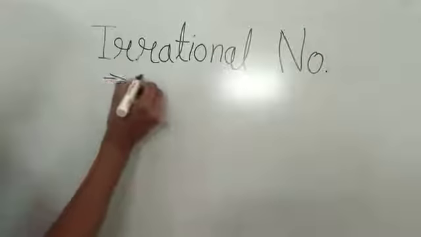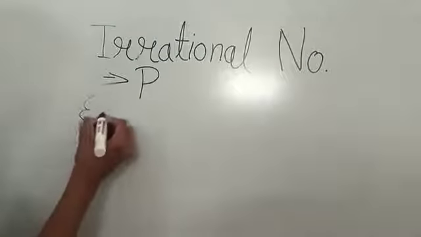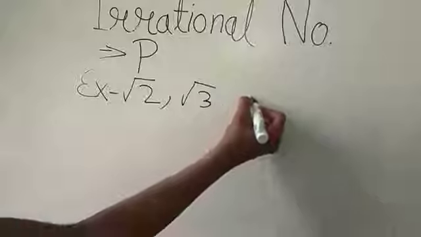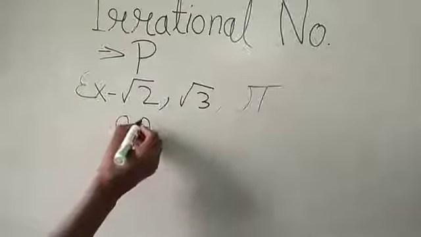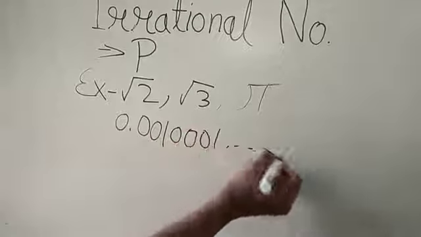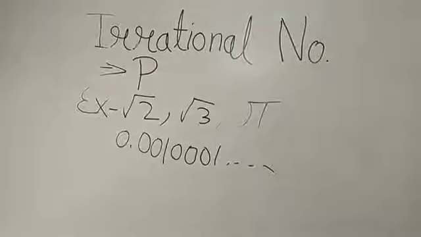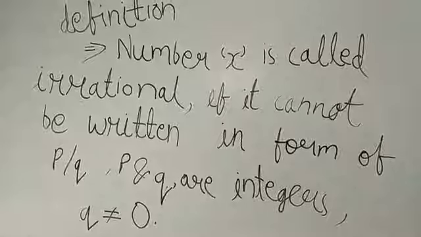Irrational numbers come in the fifth category of the numbers which I have told you about in the first part of this video. They are denoted by the sign P. Some examples of irrational numbers are root 2, root 3, pi, and the endless number 0.001, 0001, where the zeros keep increasing in number.